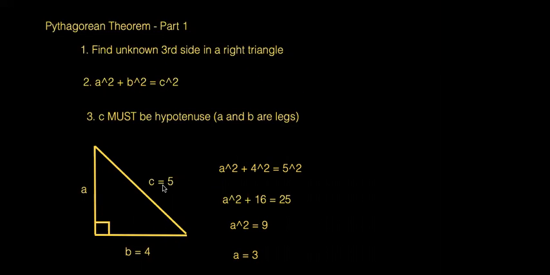Keep in mind, though, they may not give you the hypotenuse and the leg. They could give you the two legs and ask you for the hypotenuse. In that case, make sure you put the two legs here for a and b, not here for c. In that situation, you'll be solving for c.